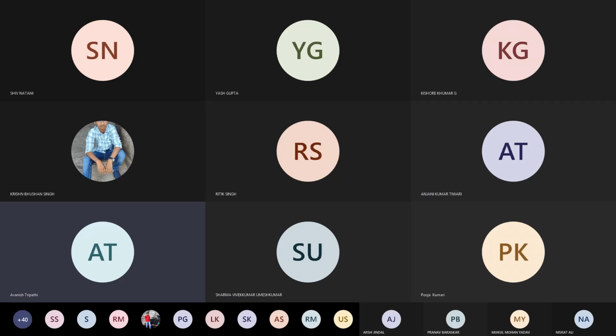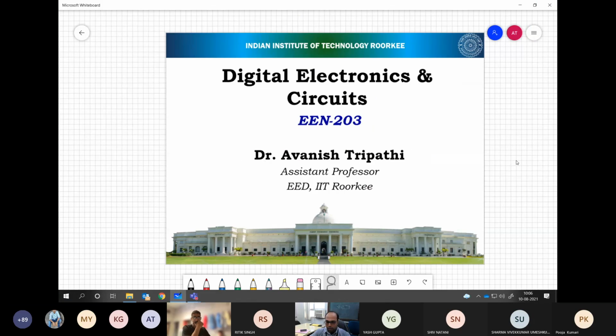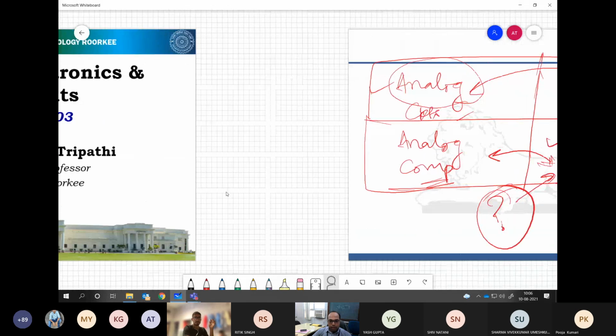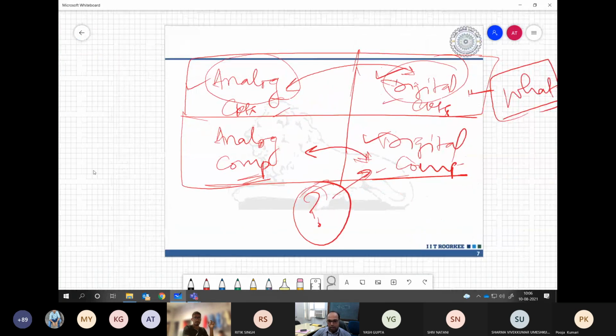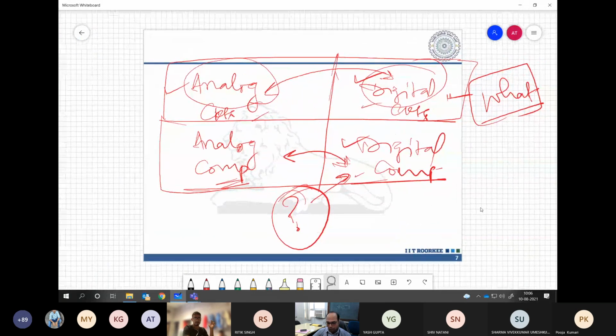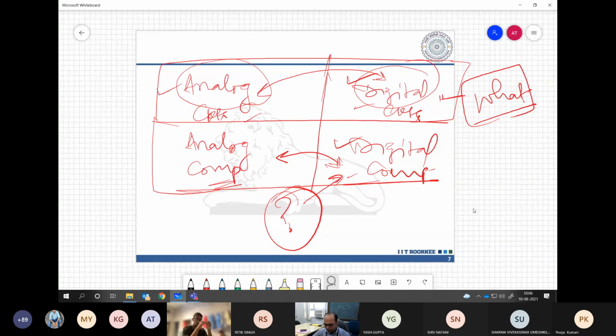This is the second lecture we are having, and we are going to learn some more things about our course Digital Electronics and Circuits EL 203. In the previous lecture we have seen analog and digital circuits, why we need them basically, what the requirements are, what we encounter in nature in general, and why we need to shift to digital circuits if analog is anyway sufficient to do things.